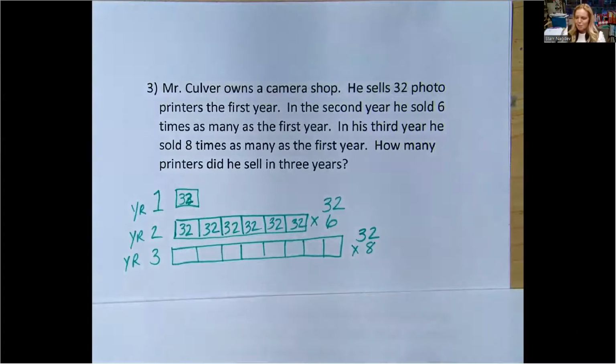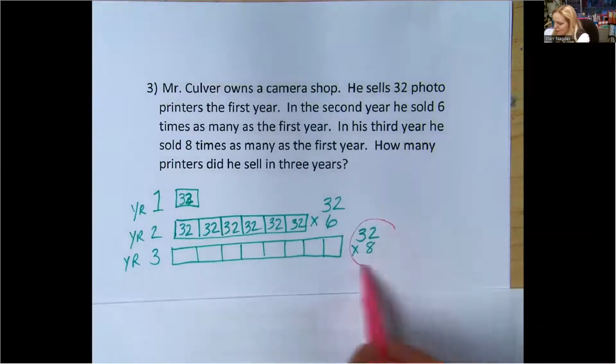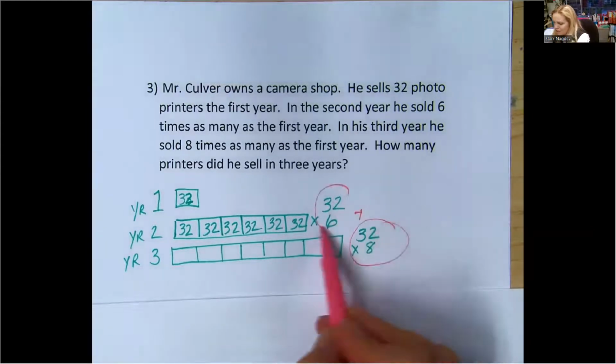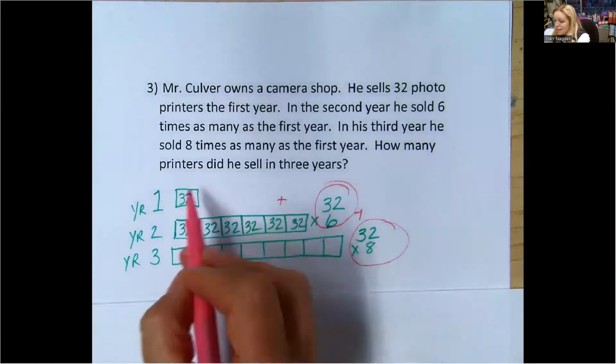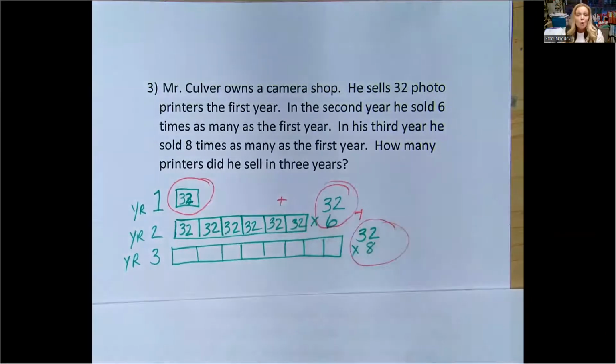Now here's the last bit. It asks us to solve for 3 years. So I would need to take the answer to this plus the answer to that plus that first year. Don't forget to add in that first year. Okay, that would be the total of 3 years of printer sales.